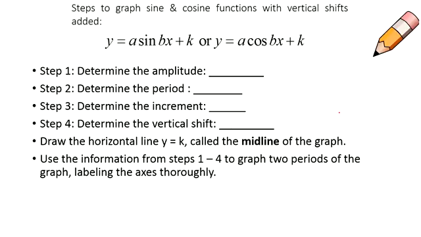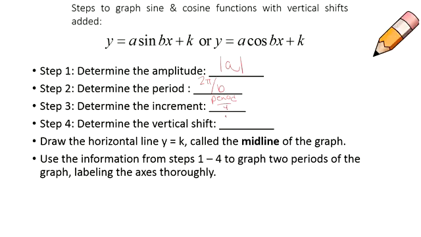Now, what about vertical shifts? Vertical shifts are a little bit of a different animal. So we have amplitude, remember, that's still absolute value of A. Our period is still 2 pi divided by B. My increment is my period divided by 4.